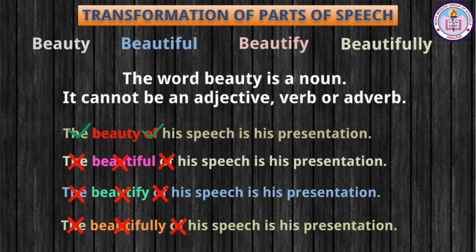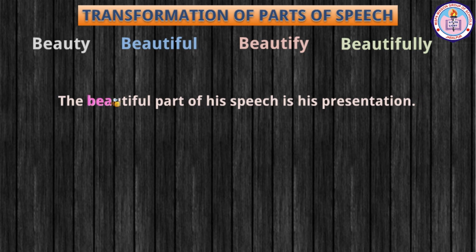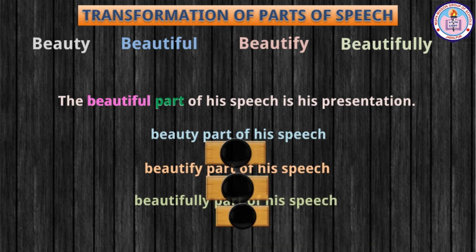The same sentence can be transformed using beautiful as an adjective. The beautiful part of his speech is his presentation. Here, beautiful is an adjective of the noun part. It describes the noun. If you say beauty part of his speech, beautify part of his speech, or beautifully part of his speech, none of them fits with the noun part.